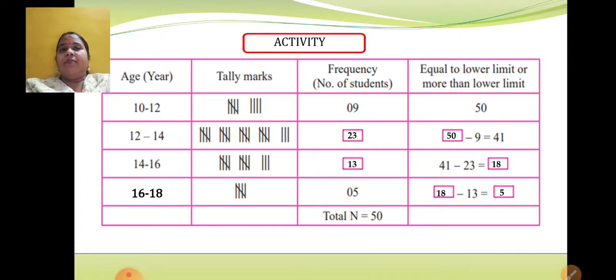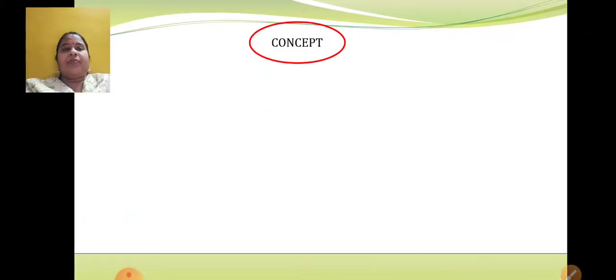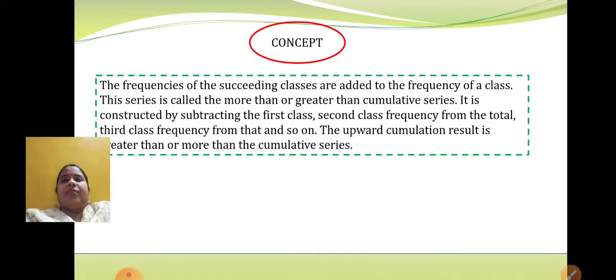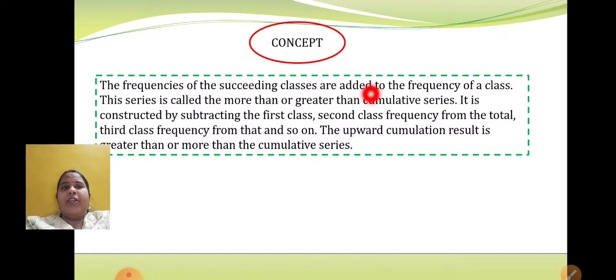From this activity, we have learned how to find CF more than type. Now let us understand the concept and the definition. Definition is, the frequencies of the succeeding classes are added to the frequency of a class. This series is called the more than or greater than cumulative series. It is constructed by subtracting the first class, second class frequency from the total, third class frequency from the total, and so on. As I have shown you in the previous slide, you just have to keep on subtracting in order to get the cumulative frequency of the next class. The upward cumulation result is greater than or more than cumulative series.